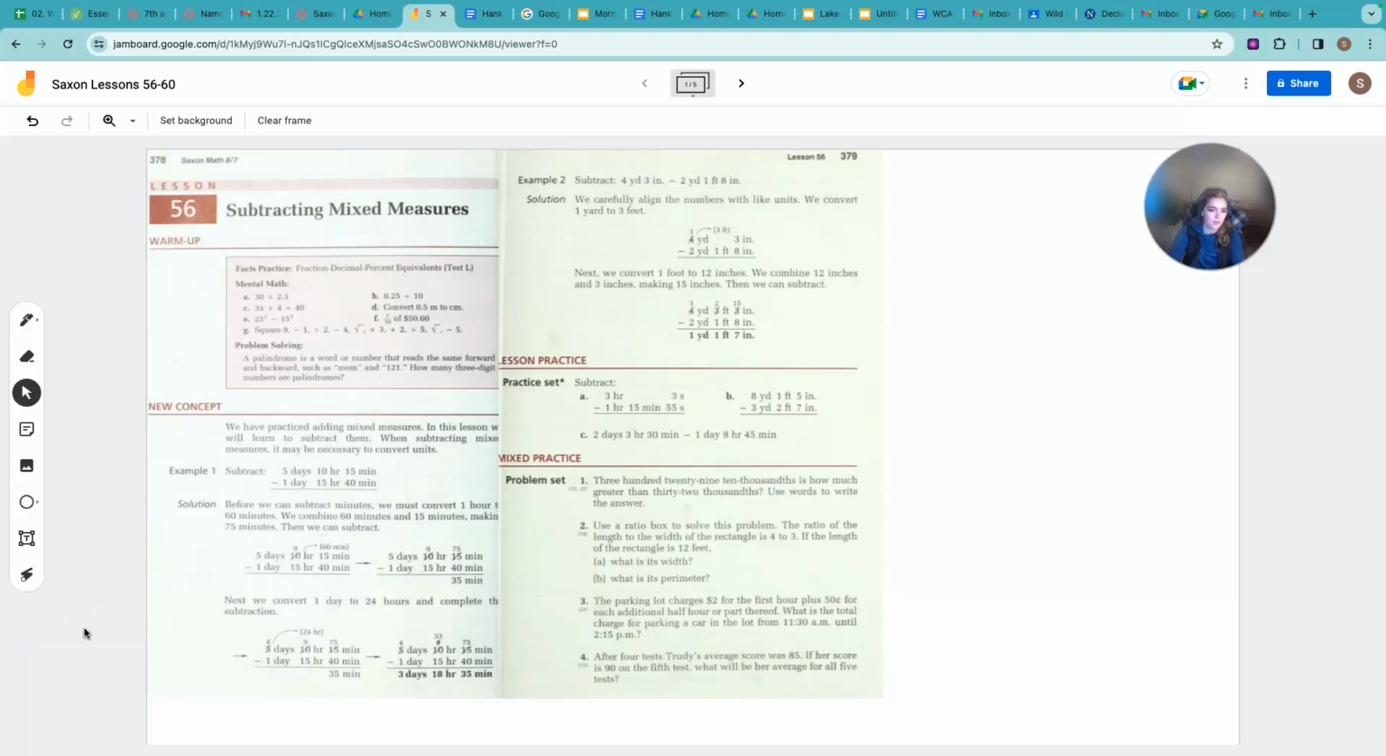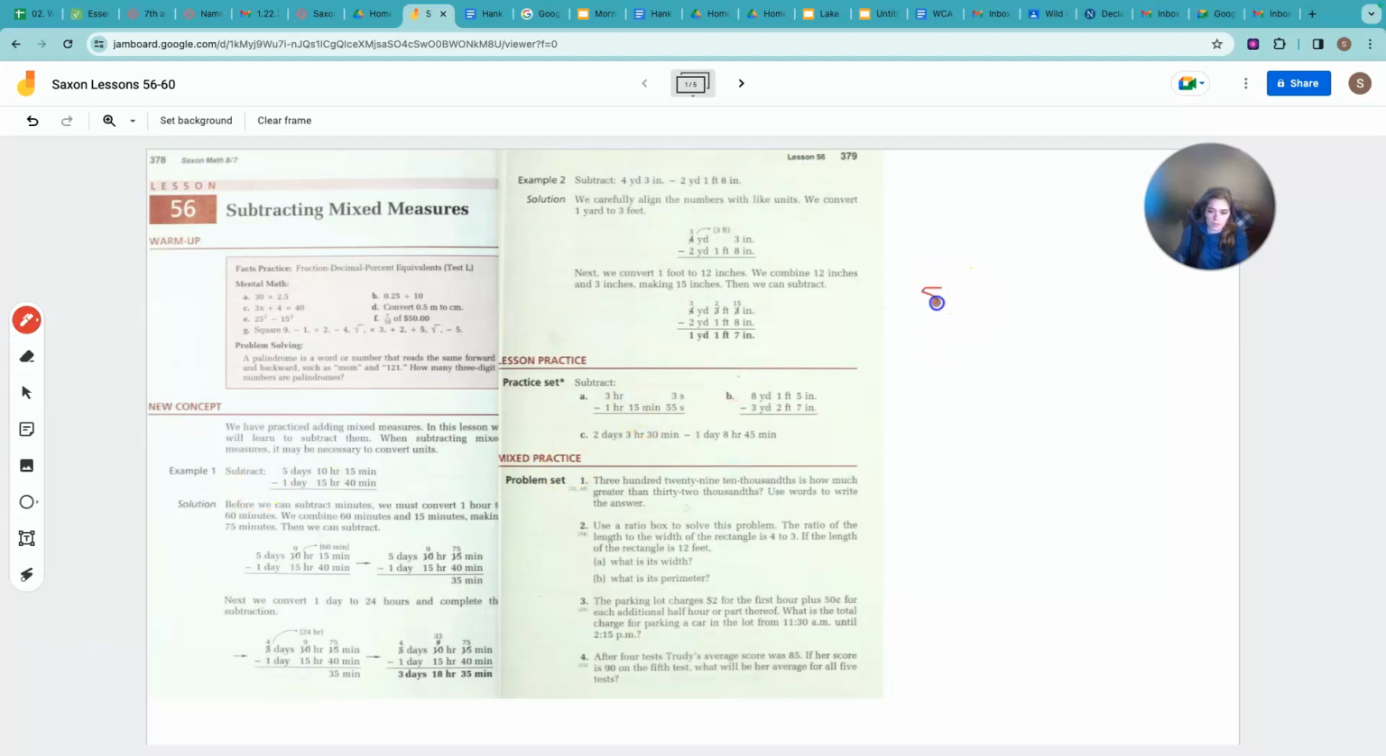So, subtracting mixed measures is what today's lesson is on. Now, this is also a review Thursday, not Wednesday, it's Thursday today. So, I'm going to have you do the practice set along with some review questions from past math lessons that we just want to go over, make sure everybody understands. So, you will do the full practice set for this lesson and check it in the solutions manual to see how you did. We'll go over example 1 and 2 together here on this video.